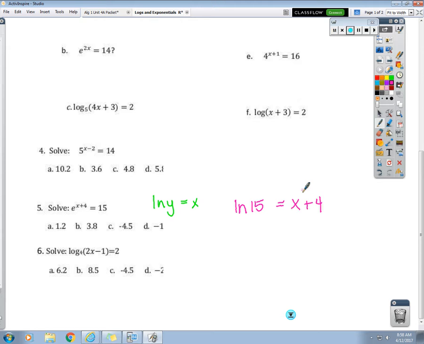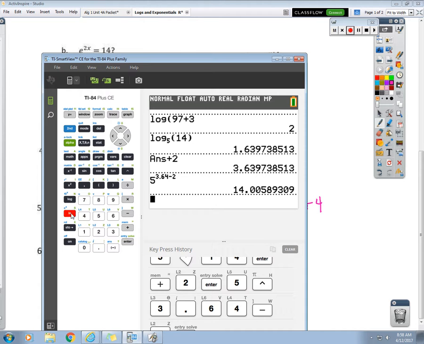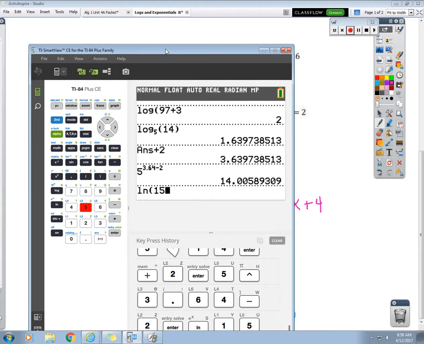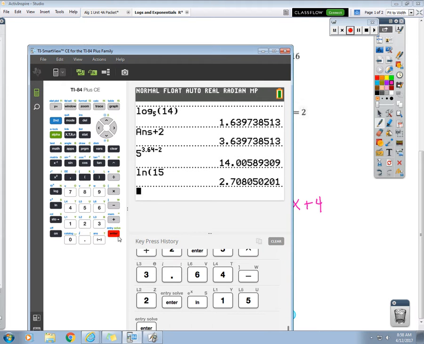Okay, so now the only thing to do to get x by itself is minus this 4, but before we do that, what should we do? Correct. Go ahead and evaluate the natural log of 15 in the calculator. Hit enter. You can't immediately hit minus 4 because it'll be a different answer. Hit enter and then minus 4.